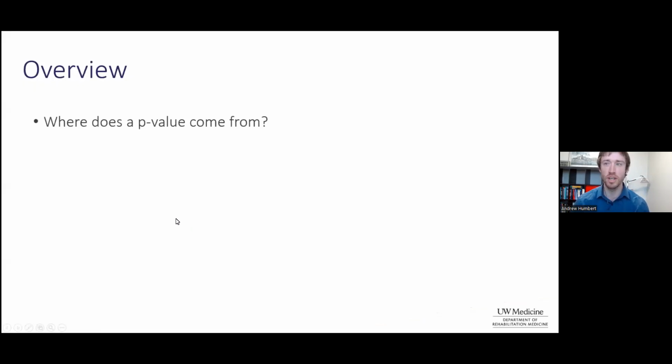So just a quick overview. The first thing we're going to talk about is where a p-value comes from. Not necessarily worrying about equations or formulas, but really approaching it from a more big picture view and trying to illustrate where that comes from through an example.